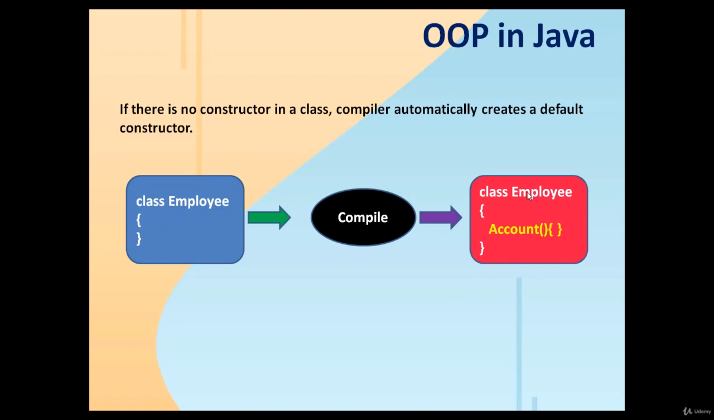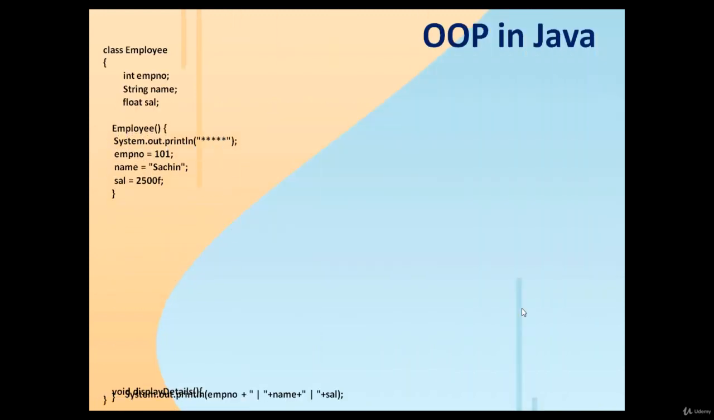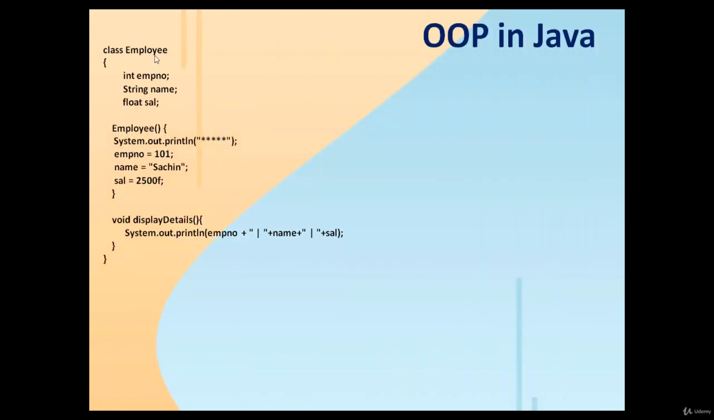The correction here is that it should be class Employee, or the constructor will be Employee. Now let's see one example. We have a class Employee. The class has three properties: empno, name and sal.